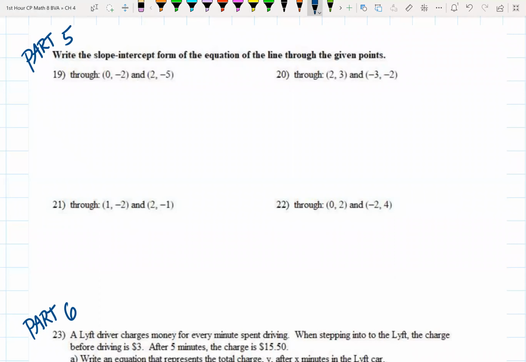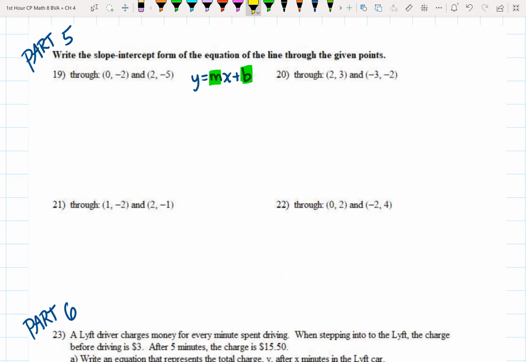Okay, part 5 of our quiz review video series. Got to come up with the equations given 2 points. So we're trying to get this equation here. But first, we need to figure out what the slope is and what the y-intercept is if we can.